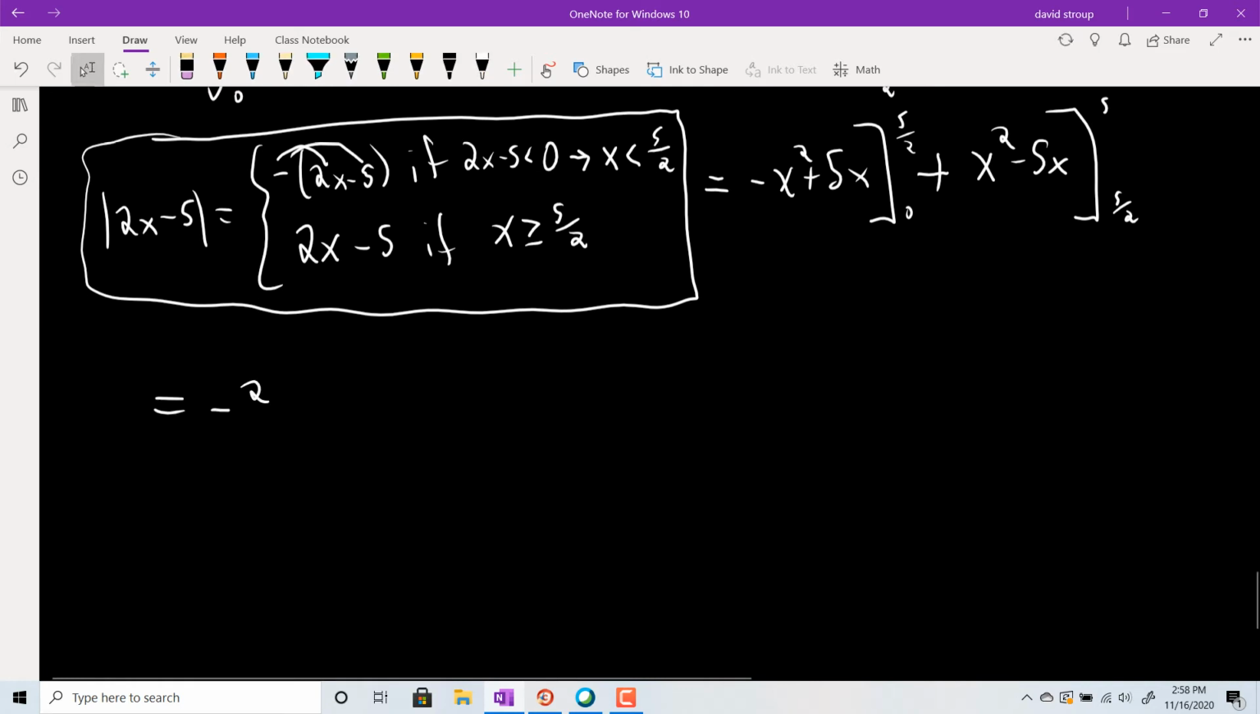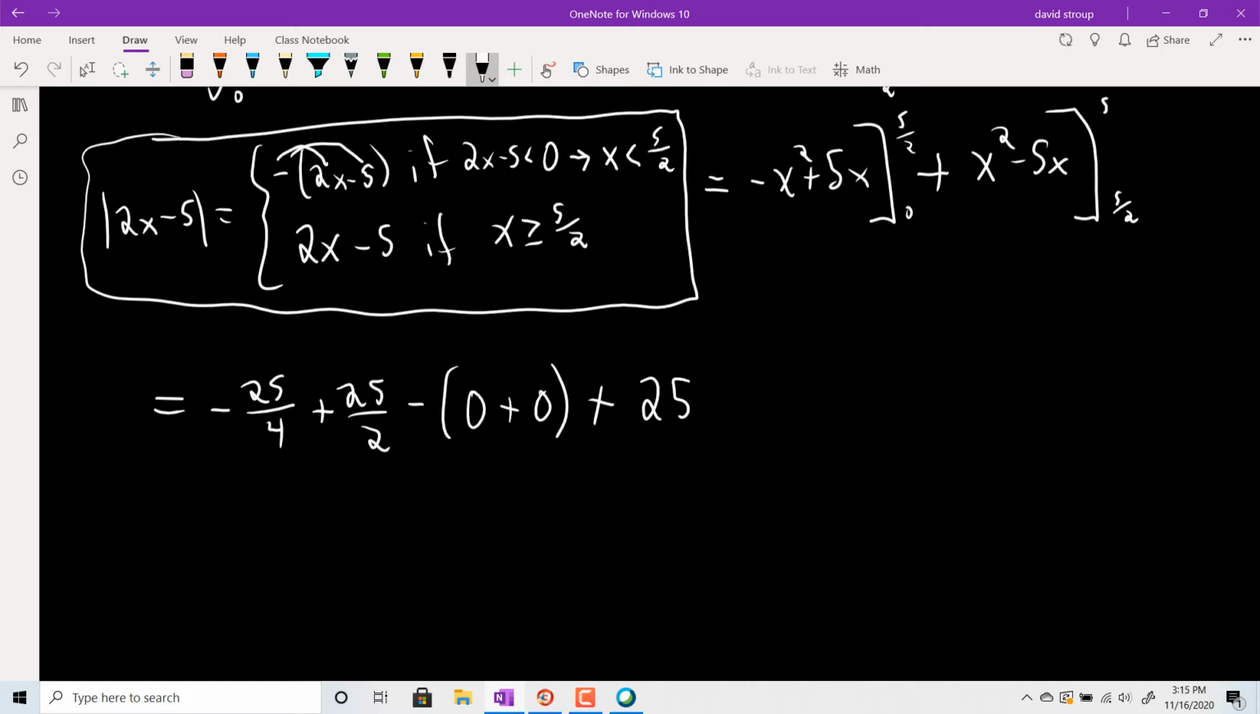So I have negative 25 fourths plus 25 halves. Okay, that's the first part. And then minus, plug in 0. So minus negative 0 squared, that's just 0. And then plus 5 times 0, well, that's just 0, so we don't have to worry about that too much. Plus, now plug in 5, so you get 25. And I'm on the second part here. So I got 25 minus 5 times 5 is 25 minus, now I have to put in 5 halves. So 25 fourths minus 25 halves.